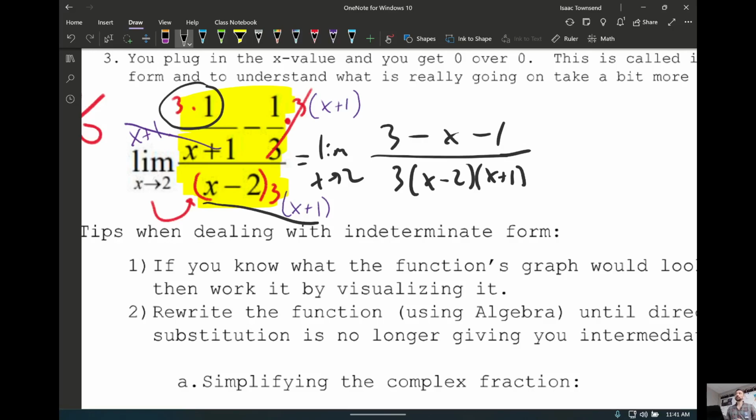So really what I did is I multiplied the top and the bottom of this fraction by 3, and I distributed the 3 to the two terms. And then I multiplied the top and the bottom by x plus 1 and distributed to x plus 1. Since I'm multiplying the top and the bottom of this fraction by the same thing, it's like multiplying by 1.